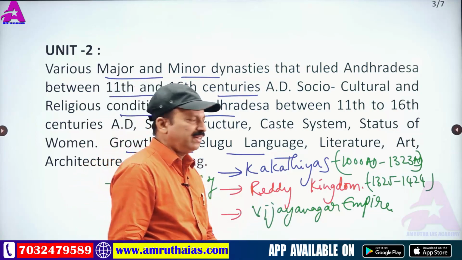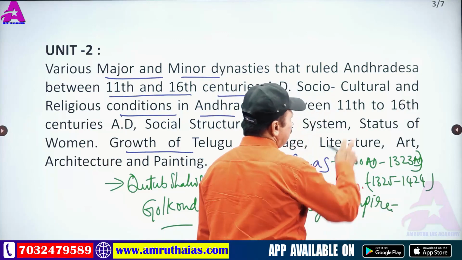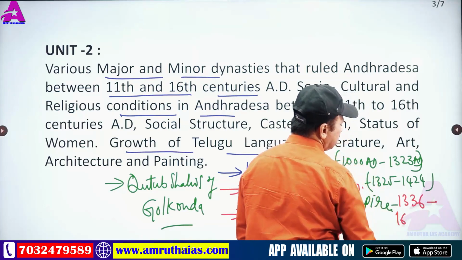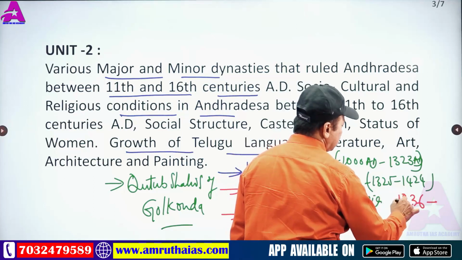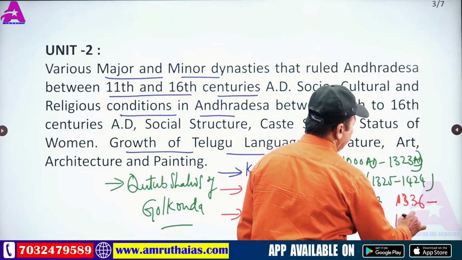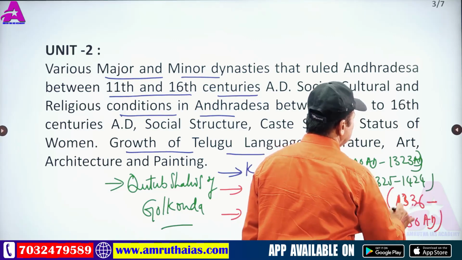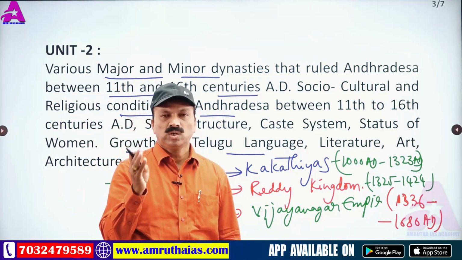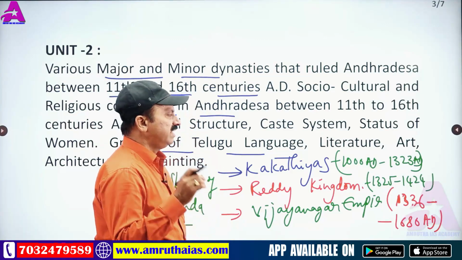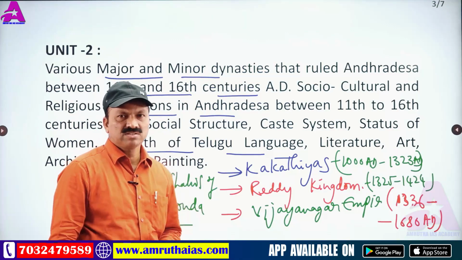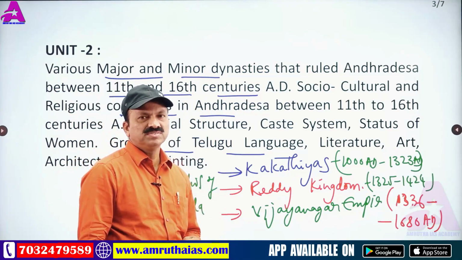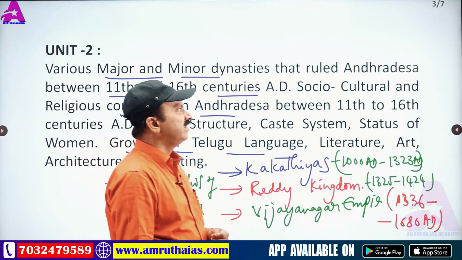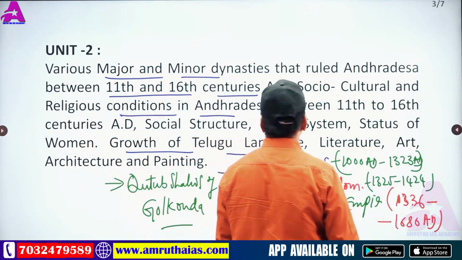Then the Vijayanagara Empire, which came into force in the year 1336 and ended in 1680 AD. That's the period of this Vijayanagara Empire. Four dynasties administered Vijayanagara: Sangama, Saluva, Tuluva, and Araviti dynasties. That you know well.